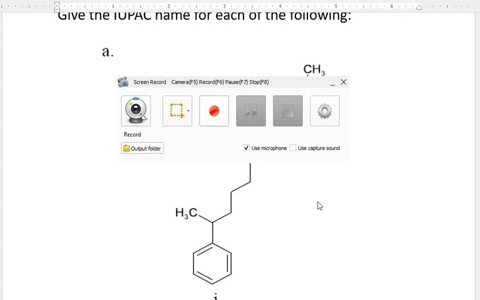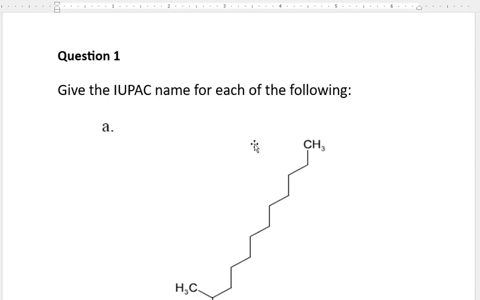Okay, so in this video we are going to look at how to name some organic compounds. We're going to focus more on alkanes and alkenes. How do we name some of the alkanes and some of the alkenes?